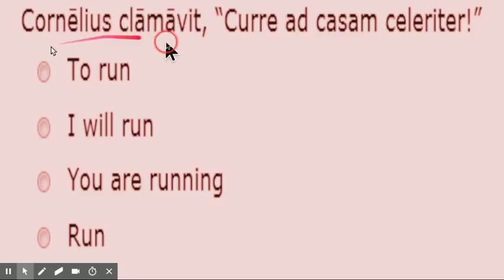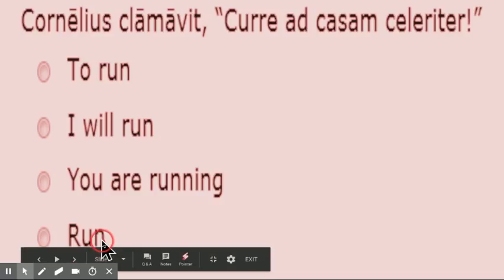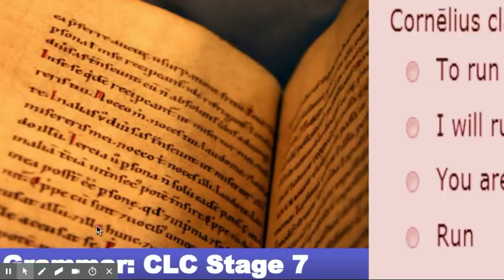Cornelius clamavit, Cornelius shouted, Curre ad casam celeriter. Celeriter, quickly to the house, curre, imperative. So, it's not I will run, it's not you are running. It's either to run, the infinitive, which we haven't learned yet, in a few minutes we will, or run the command. I would say it's run the command, number 4.